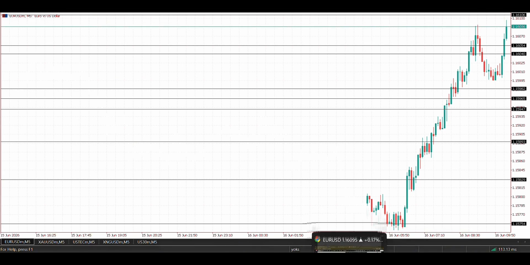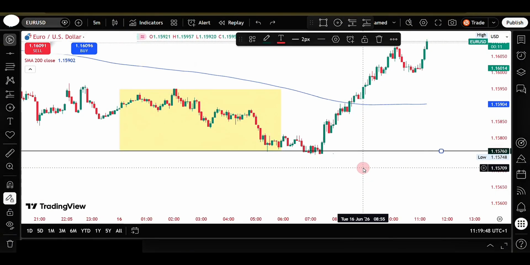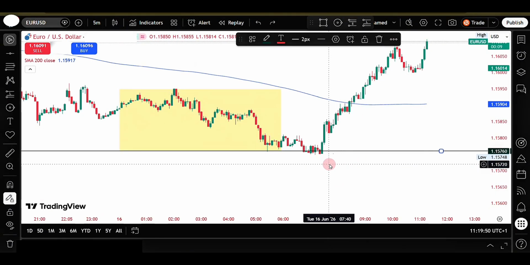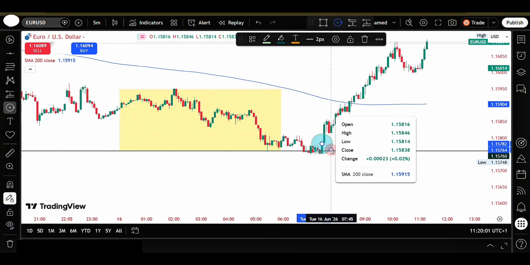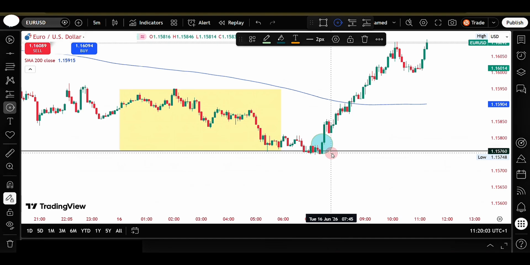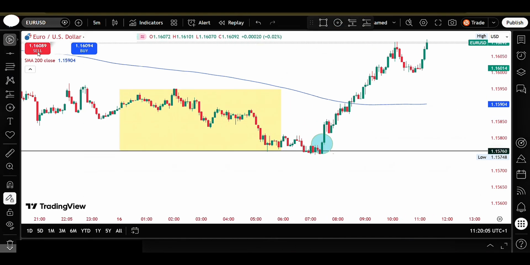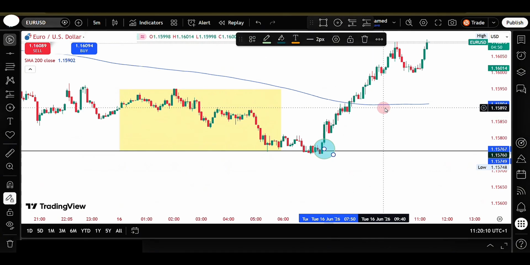So I now went back to my TradingView, and you can see it. Price broke out of the Asian session and then formed the bullish engulfing. So I can mark it out like this. After that it formed the bullish engulfing, and I took that as a signal for me to buy.